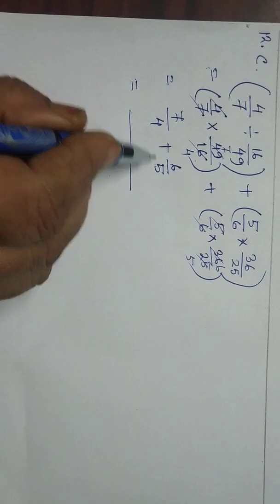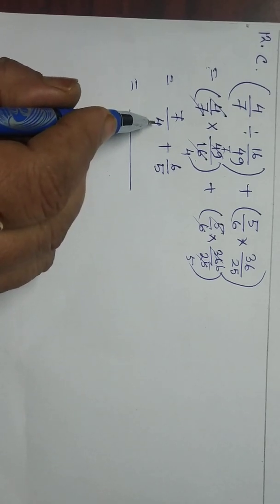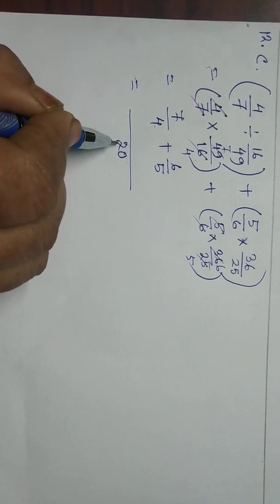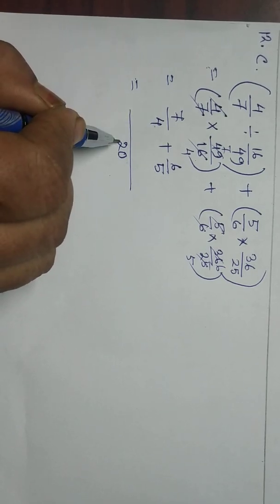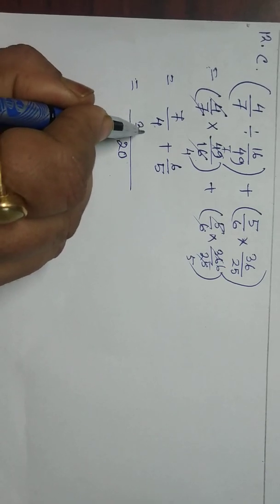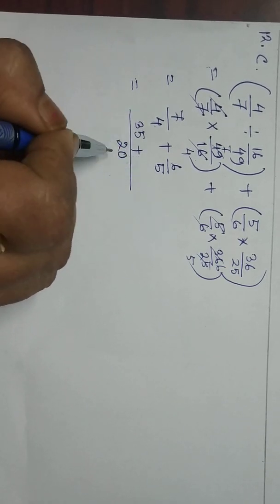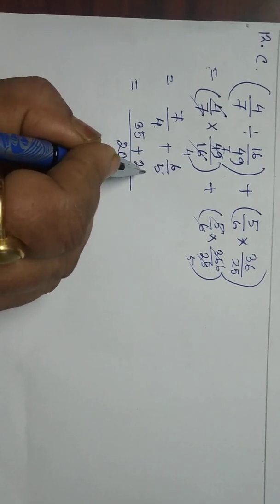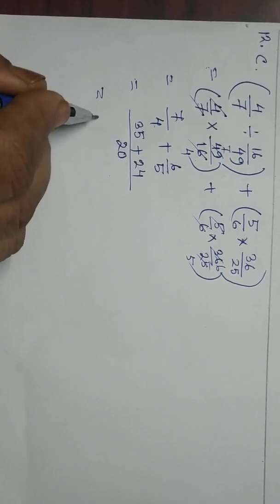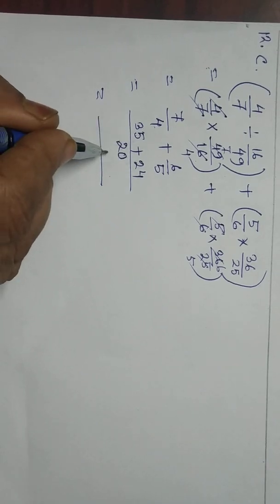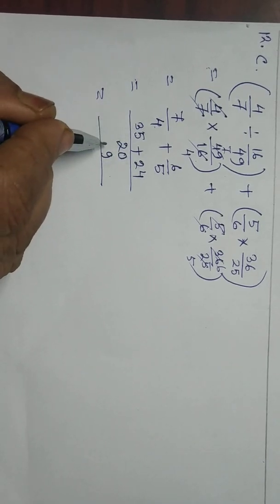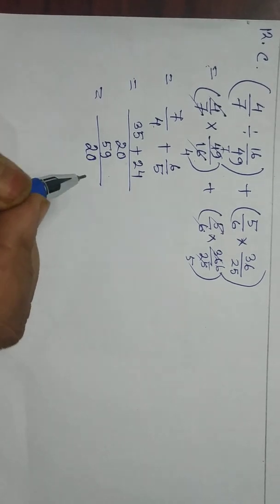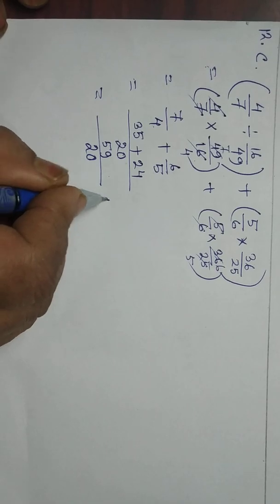LCM of 4 and 5. There is no common factor. Therefore 4 5s are 20. Now 20 divided by 4, we get 5, and 5 7s are 35. Plus, if we divide 20 by 5, we get 4, and 4 6s are 24. Now 5 plus 4 is 9, 3 plus 2 is 5, so 59 by 20. That means our answer will be 59 by 20.